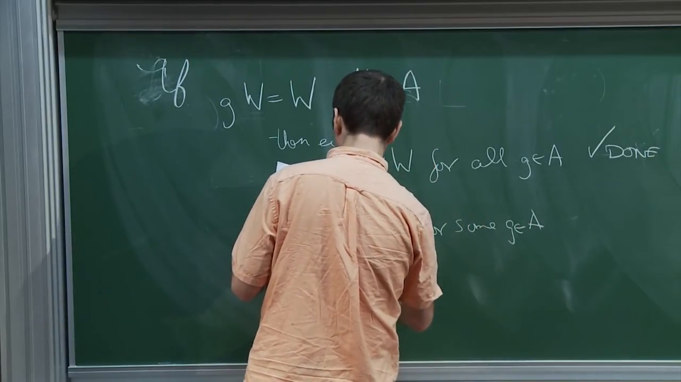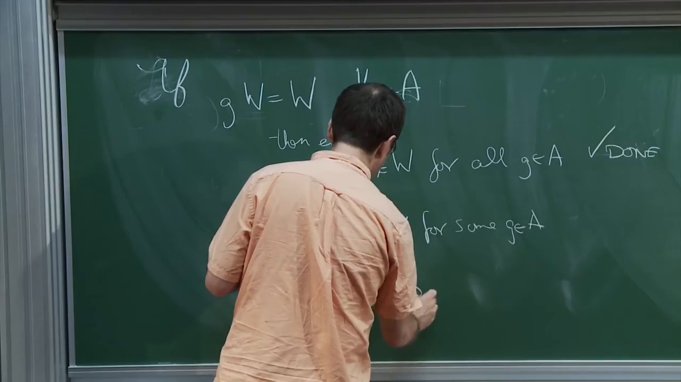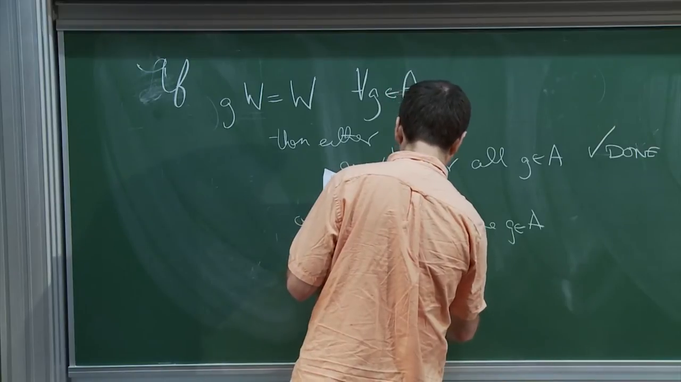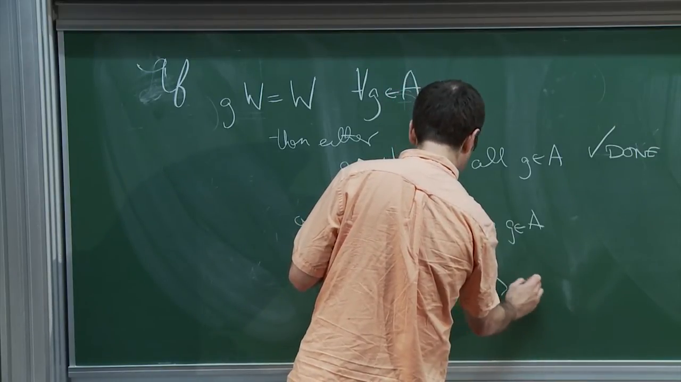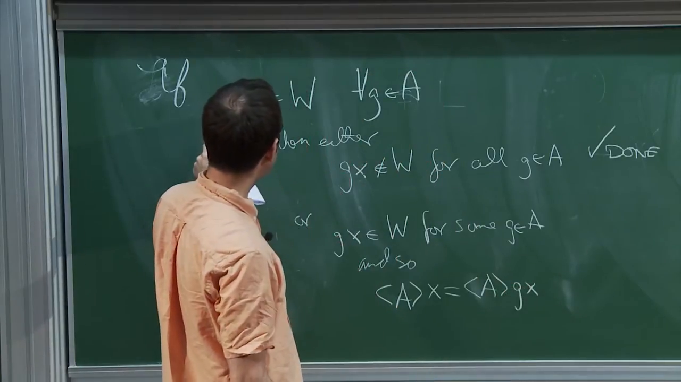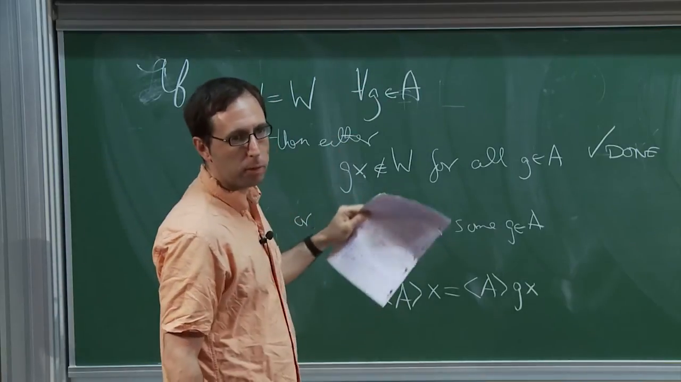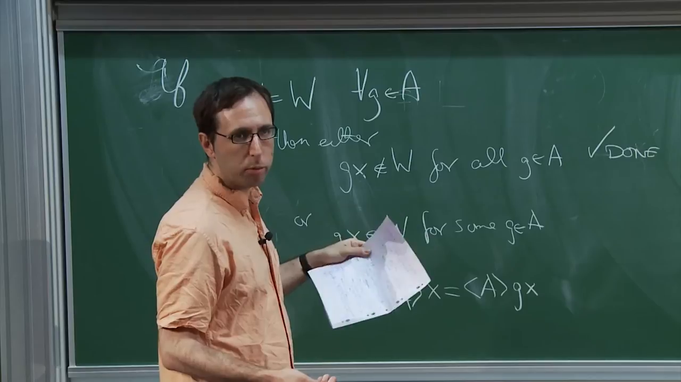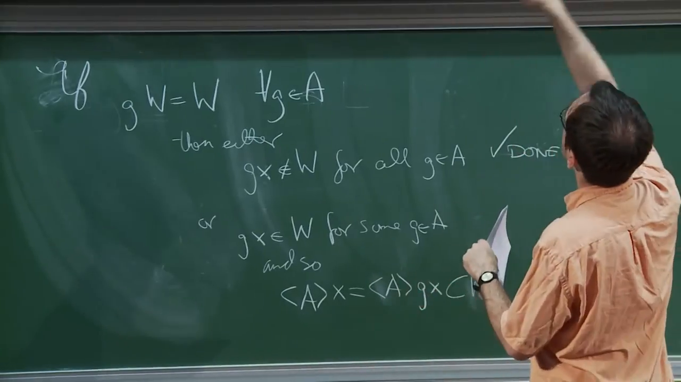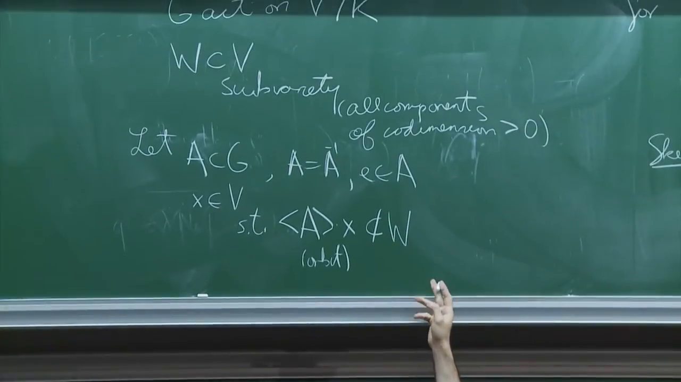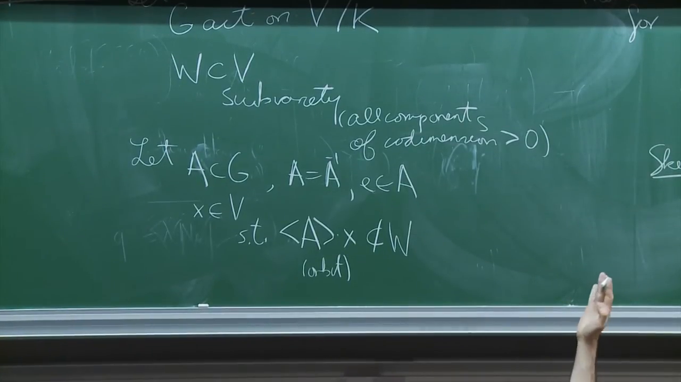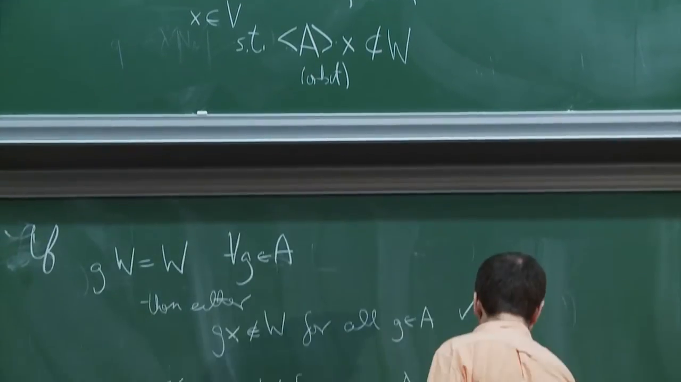And so, well, the group generated by A, times G, is just the group generated by A. So this is AGX, and then GX is in W, and you're assuming that W is stable under the action of elements of A, and hence under the action of the group generated by A. And so this would have to be contained in W. But this goes against the assumption. The assumption is that there is some way to escape from W, however long, however rare. And then we will show that it's short and common. So this is a contradiction to the assumptions.